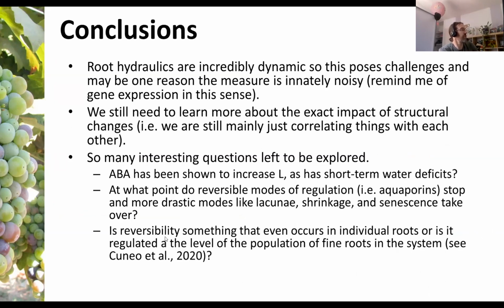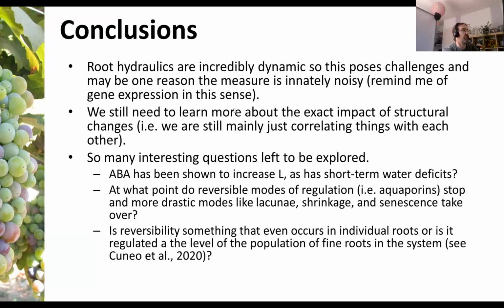In conclusion, I think the take-home message for me is that root hydraulics are really changing. They're changing all the time. They're really fast. And this poses a huge challenge for us when we're measuring stuff. It's probably one of the reasons why the measurements are so noisy. It reminds me a lot of gene expression analyses. Gene expression is a noisy measure too, right? Because these things are fluctuating in real time so fast, and they have a wide range.